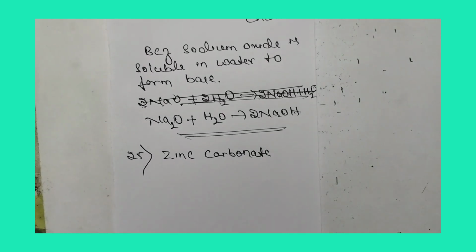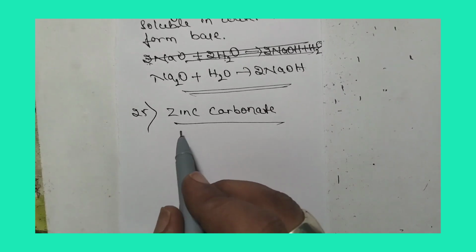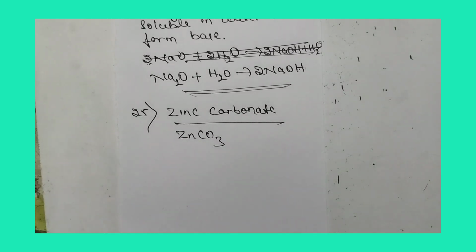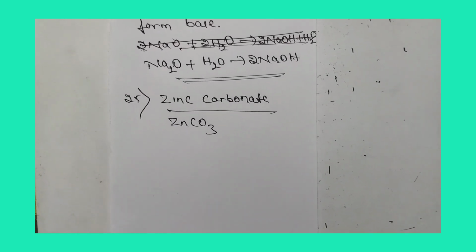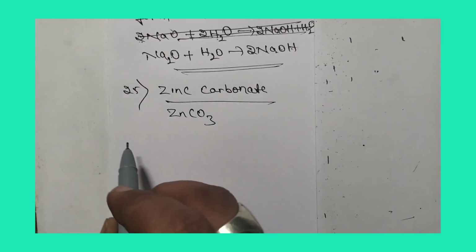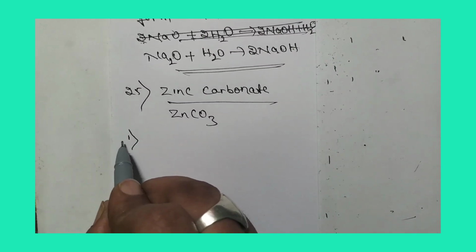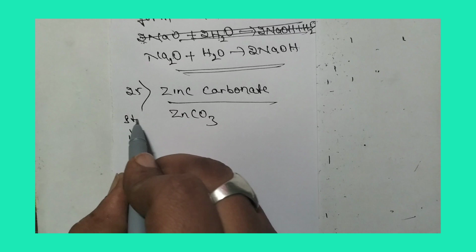Zinc carbonate is ZnCO3. To get any metal from its ore, here, when it is zinc carbonate, let us follow 3 steps.